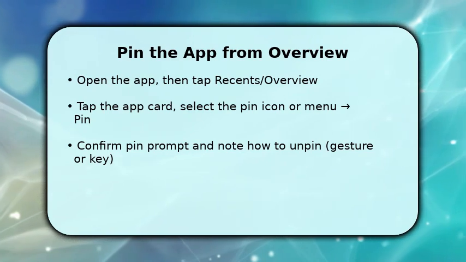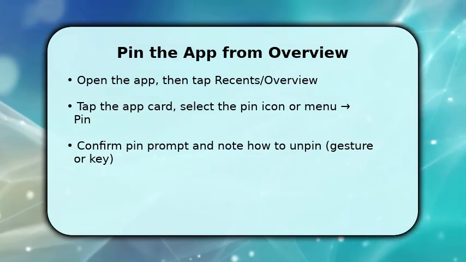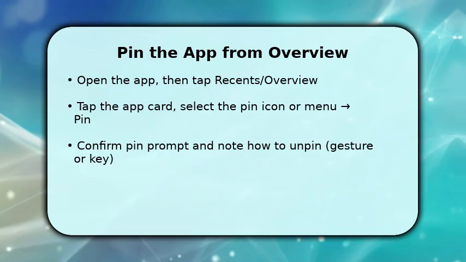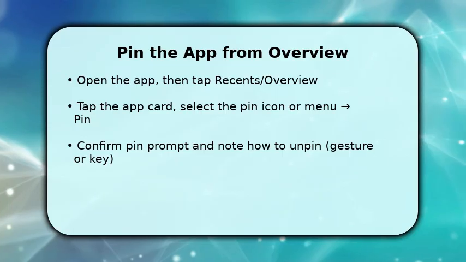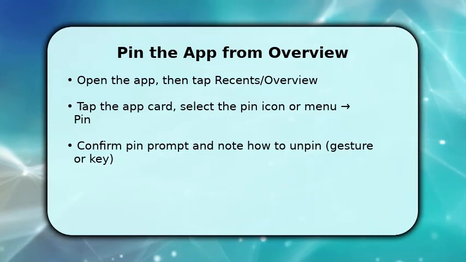With the app open, tap Recents or Overview to show app cards. Once you see its card, either tap the pin icon or the three-dot menu and choose Pin. Confirm when Android asks. This locks the app to the foreground.